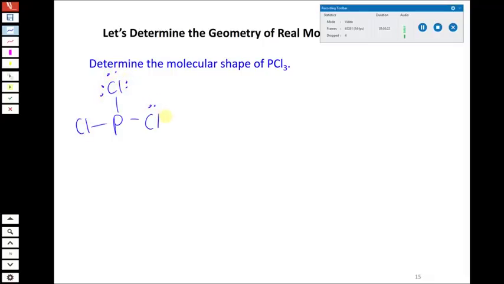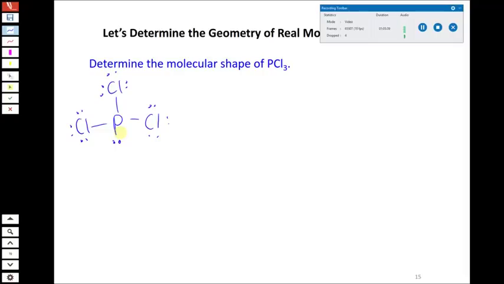Each of these has 3 lone pairs on it, and then we also had 1 lone pair left on the central atom. So if you forgot how we did that, go back to the last notes. We'll practice a couple others today so you can see again how the whole process works.